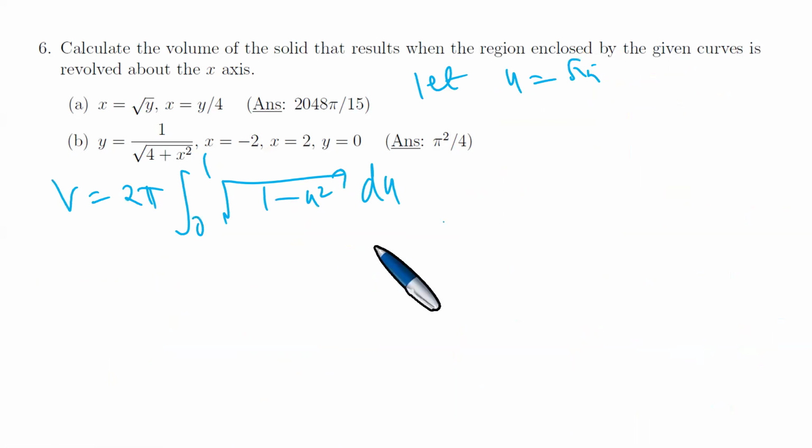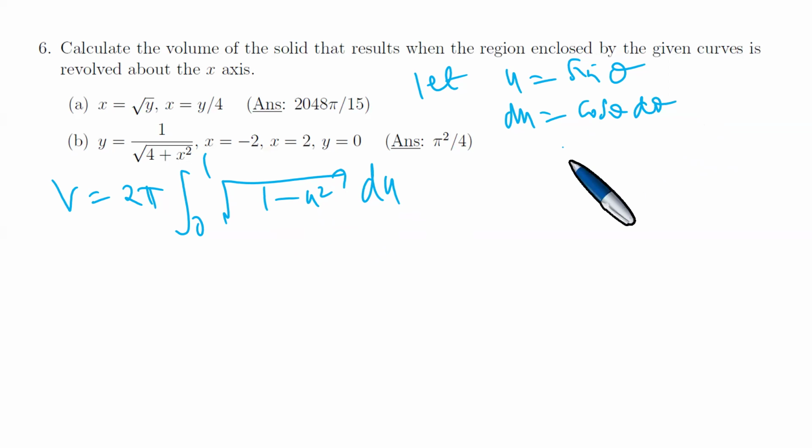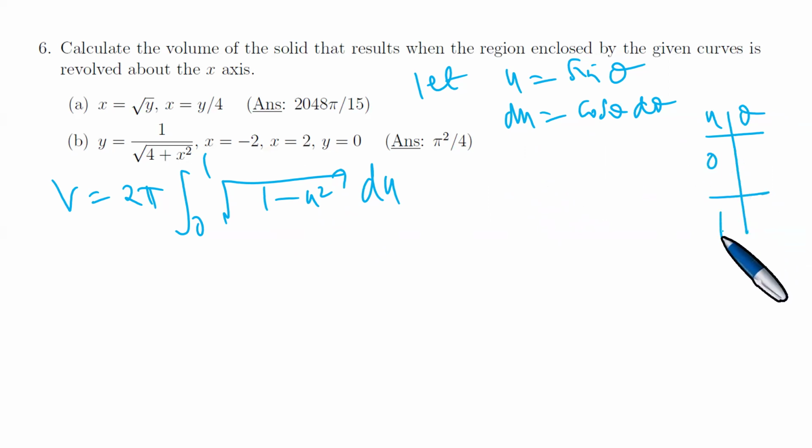Let u be the sine of theta, because it's 1 minus sine squared, so that du becomes cosine theta d theta. The answers are the same in the end, but you're going to show that it works. So you change the variable from u to theta. U is from 0 to 1, and when u is 0, theta is 0, and when u is 1, you have pi over 2 radians.